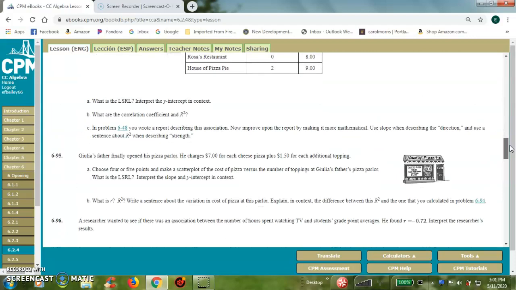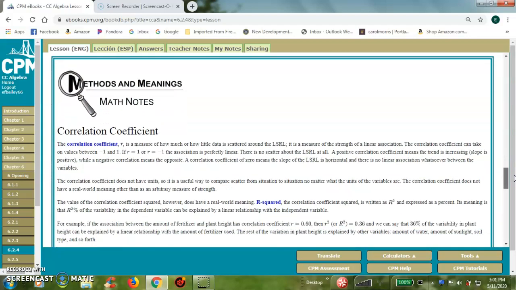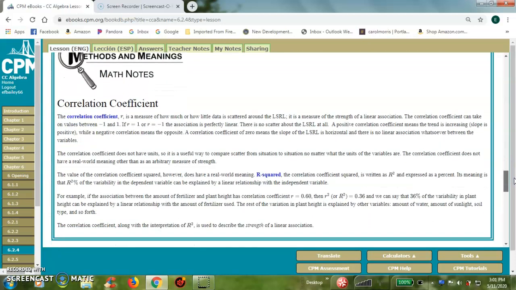All right, we're going to scroll down now to the math notes. We're not going to do any more of this, and I'm hoping this makes more sense to you now that we've done a couple of problems here. So I'm going to read aloud. You can just read along with me. The correlation coefficient R is a measure of how much or how little data is scattered around the least squares regression line. It is a measure of the strength of a linear association.